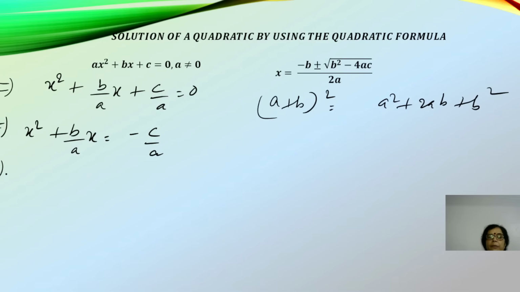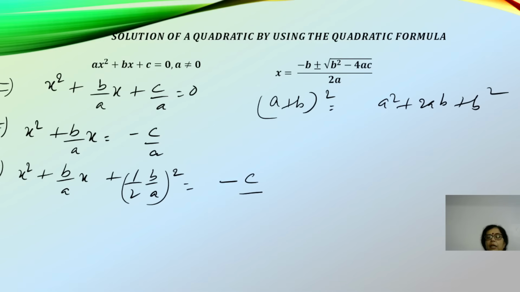Now in the next step, we are going to add a term that is equal to half the coefficient of x the whole square. So the coefficient of x is b by a, and we take the whole square of half of that. And since we are adding it to the left hand side, we need to add it to the right hand side also, so that we do not change the equation.